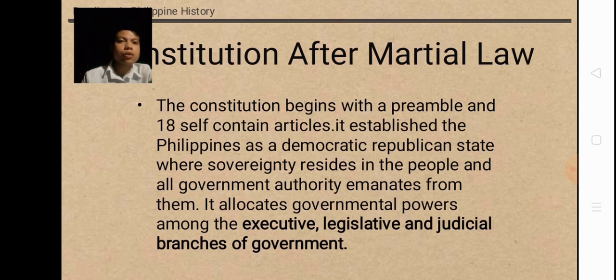The Constitution begins with a preamble and 18 self-contained articles. It established the Philippines as a democratic republican state where sovereignty resides in the people and all government authority emanates from them. It allocates governmental powers among the executive, legislative, and judicial branches of government.